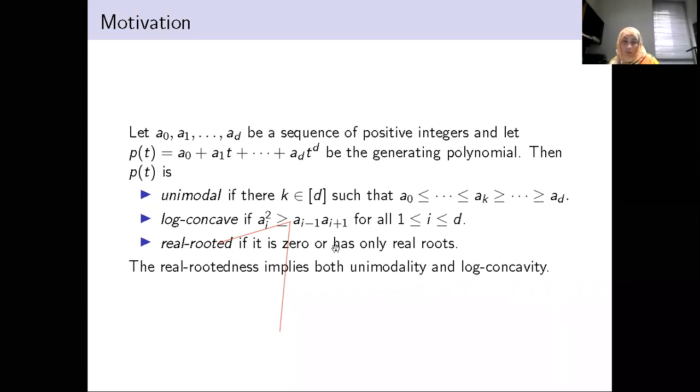In algebraic combinatorics, people are mostly interested in these kinds of relations. If you have some interesting sequence of positive numbers, what can we say about the unimodality? Because these kinds of things have some hidden or very interesting connections to geometrical objects.